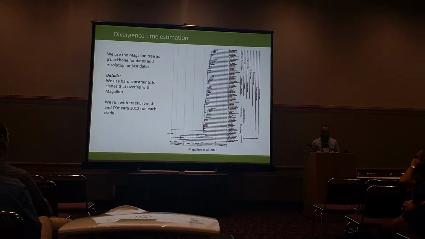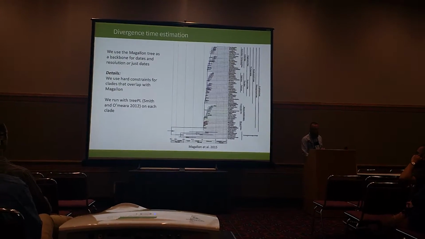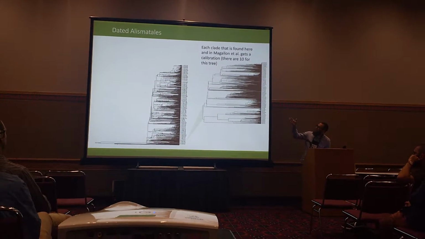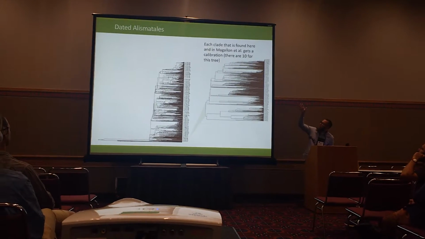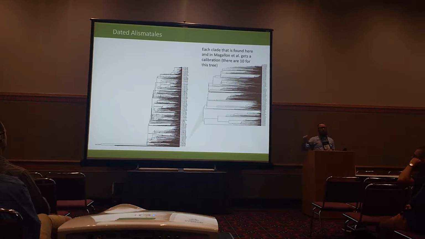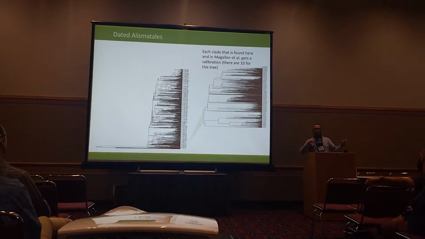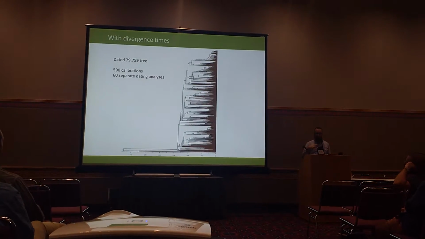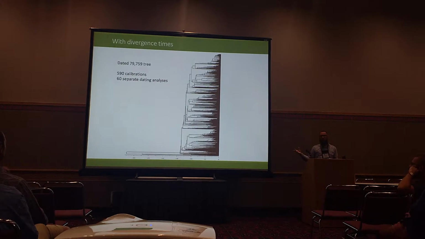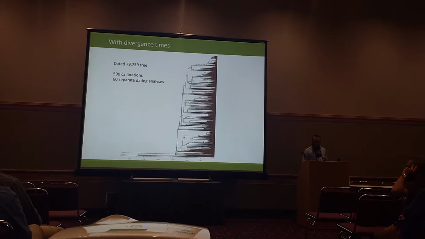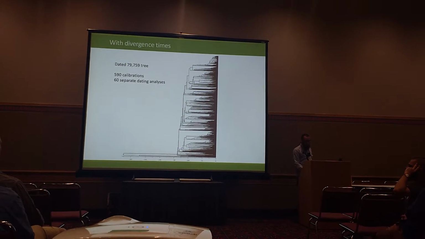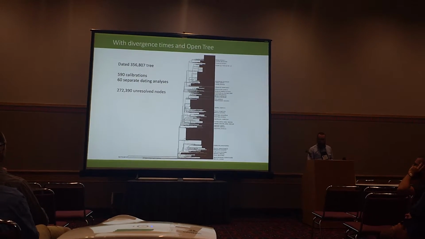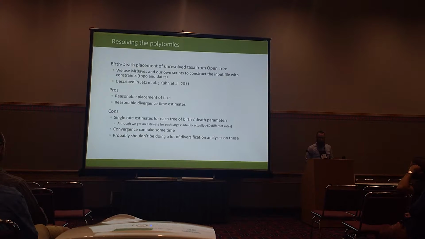And so we basically use this as hard constraints to date our tree. For example, here's Alismatales on the right, and there are 10 clades that are present in Magallón and Alismatales. We use those as hard calibrations, date the tree, and place it back in. So now we have a dated tree with 590 calibrations for 79,000 species. And then we can do the same thing with the Open Tree, and we get our dated tree for 356,000.